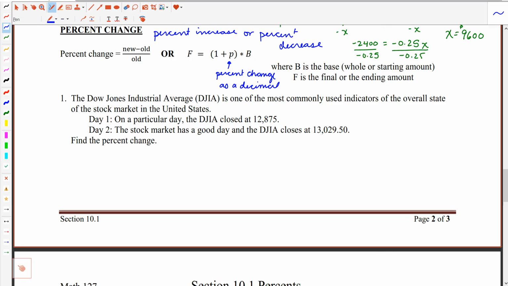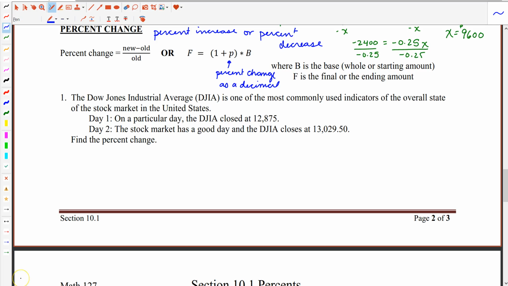So in this first example, it says the Dow Jones Industrial Average is one of the most commonly used indicators of the overall state of the stock market in the United States. So let's say on a particular day the Dow Jones closed at 12,875. And then the next day the stock market had a good day and the Dow Jones closed at 13,029.50. Let's find the percent change.